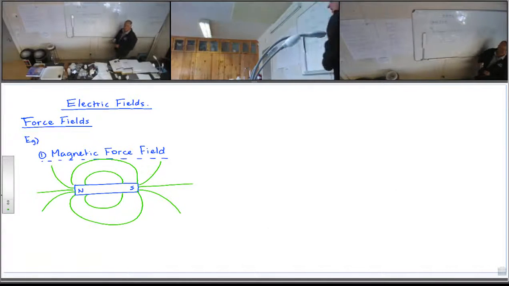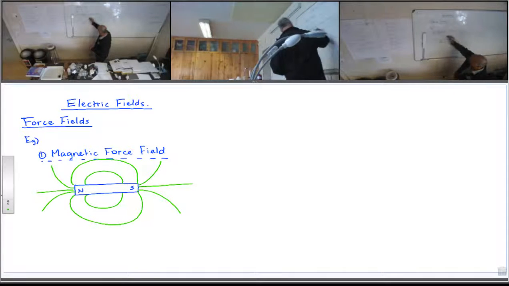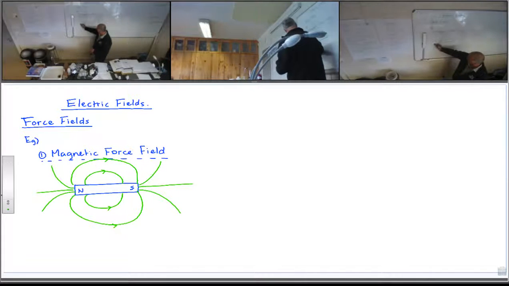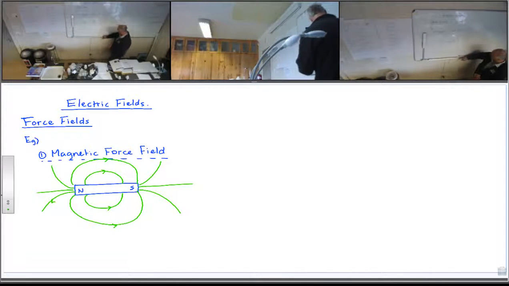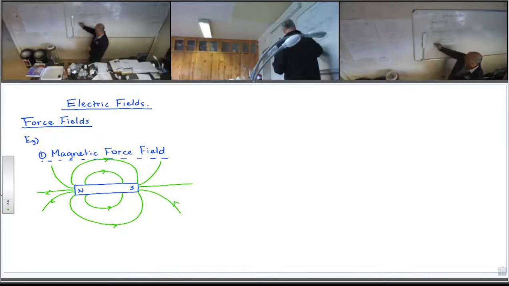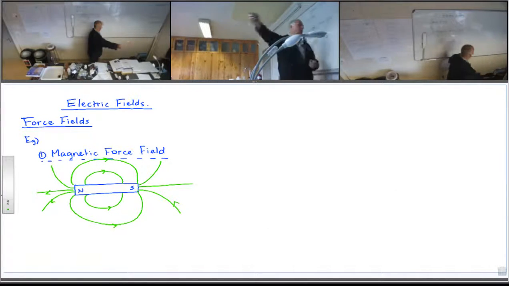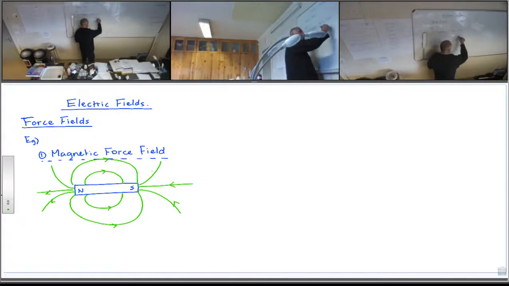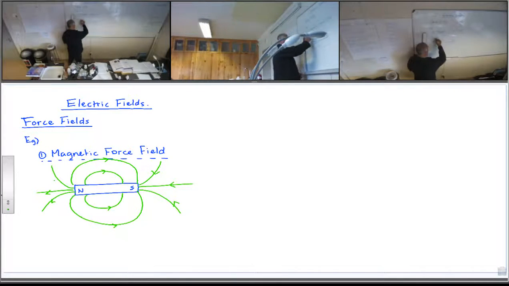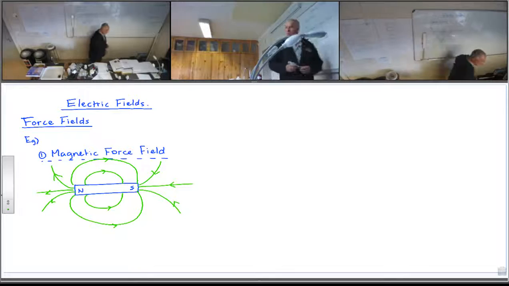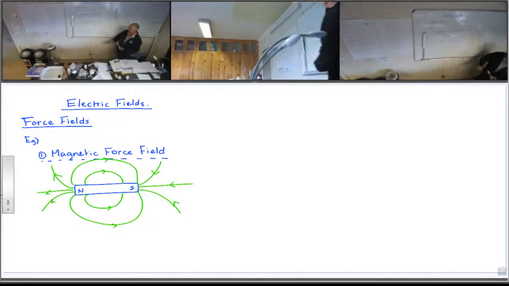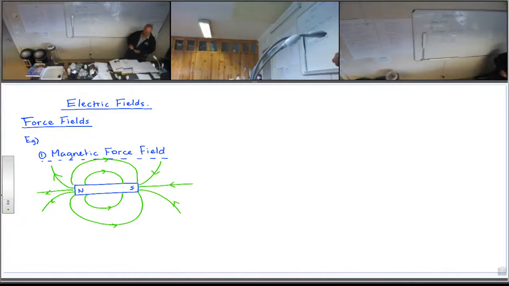That's a simplification of it, but always from north to south. Out of north, if I had space, around into south. Out of north, if I had enough space, around into south. Right. Now that was a magnetic force field.